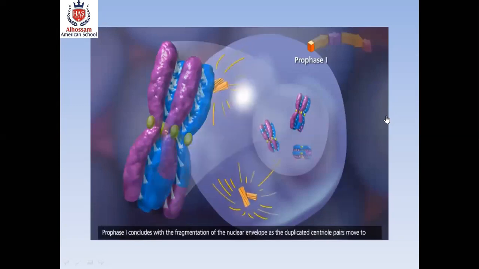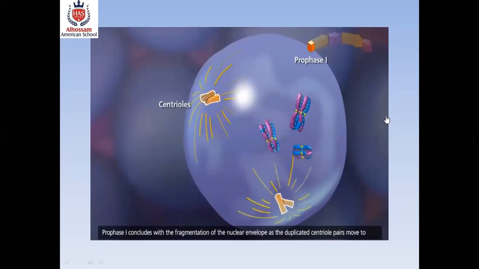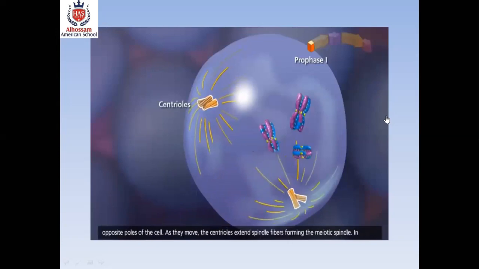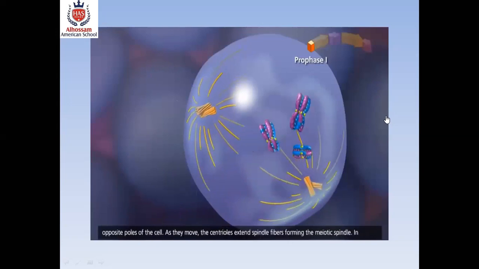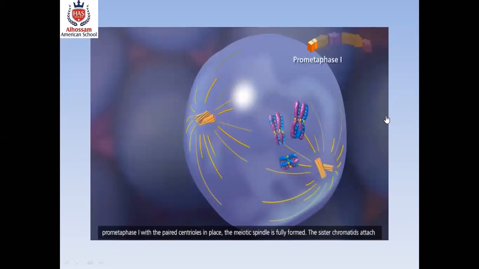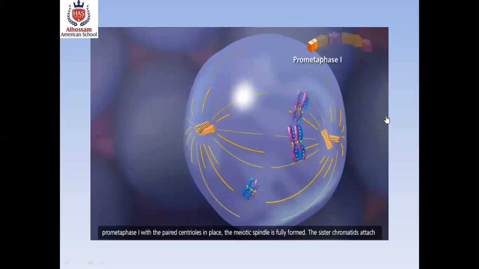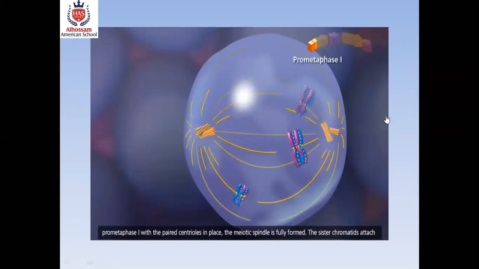Prophase I concludes with the fragmentation of the nuclear envelope as the duplicated centriole pairs move to opposite poles of the cell. As they move, the centrioles extend spindle fibers forming the meiotic spindle. In prometaphase I, with the paired centrioles in place, the meiotic spindle is fully formed. The sister chromatids attach to the spindle fibers by their kinetochores.